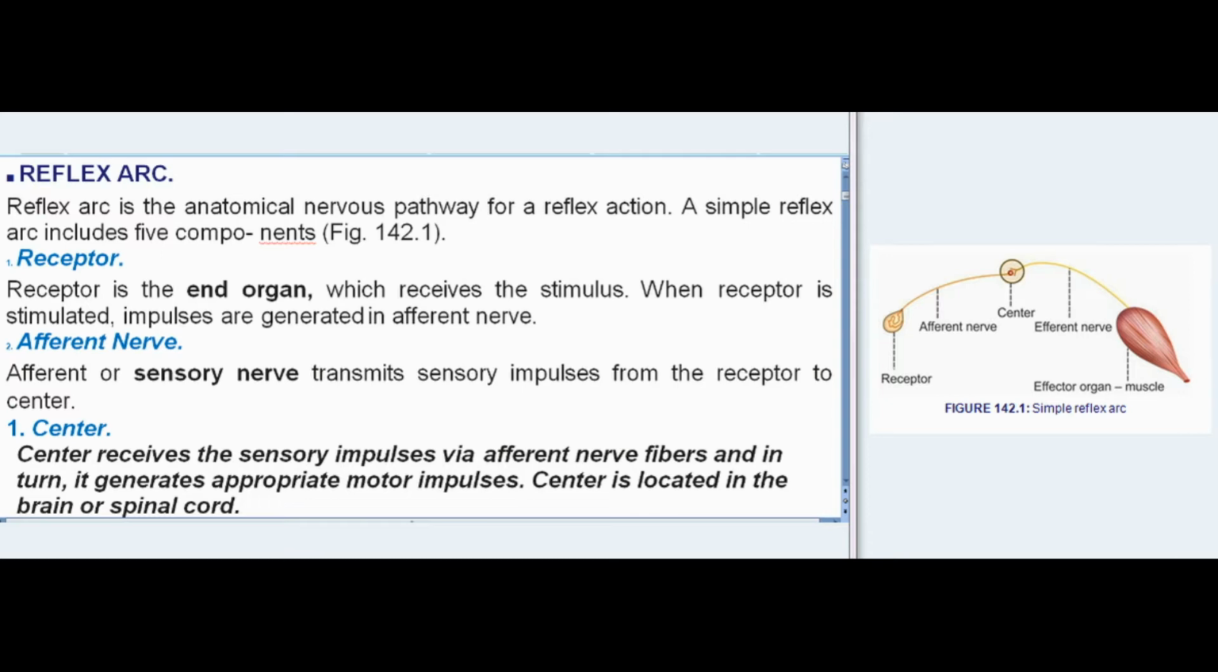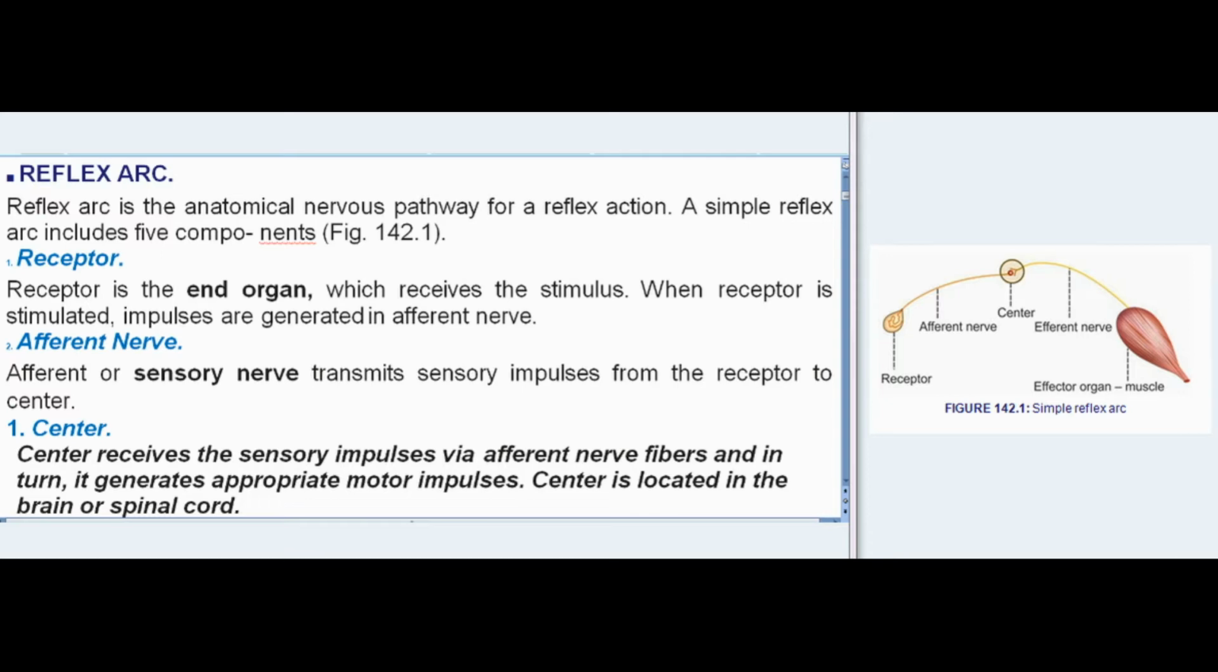A simple reflex arc includes 5 components, Fig 142.1. Receptor. Receptor is the end organ, which receives the stimulus. When receptor is stimulated, impulses are generated in afferent nerve. Afferent nerve. Afferent or sensory nerve transmits sensory impulses from the receptor to center.